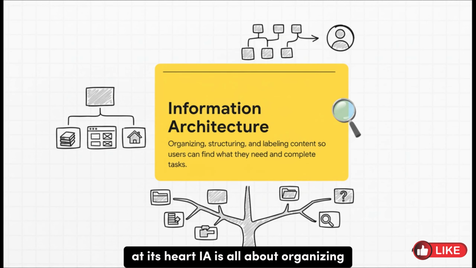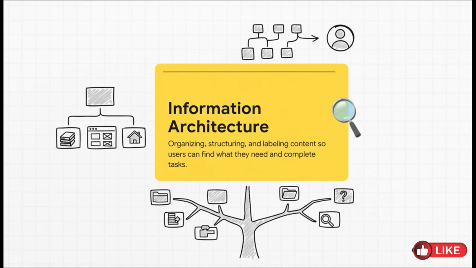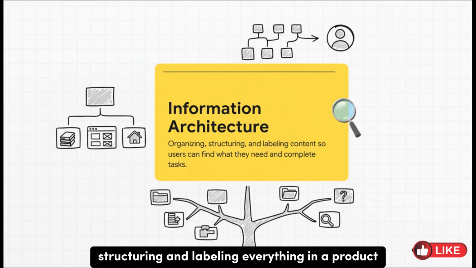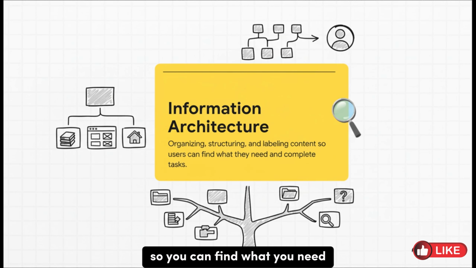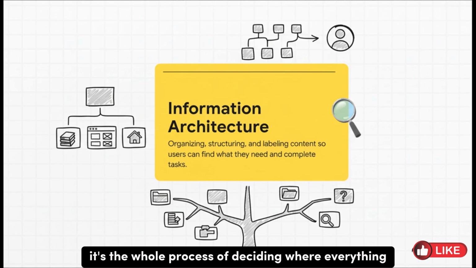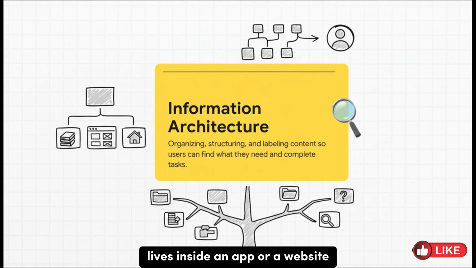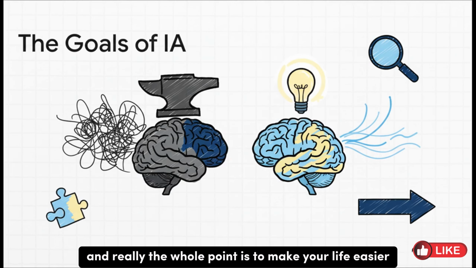At its heart, IA is all about organizing, structuring, and labeling everything in a product so that it makes sense to you, so you can find what you need easy peasy. Put it this way, it's the whole process of deciding where everything lives inside an app or a website. And really, the whole point is to make your life easier.